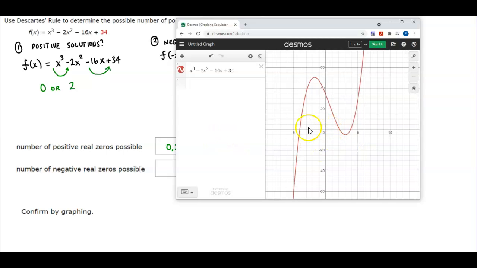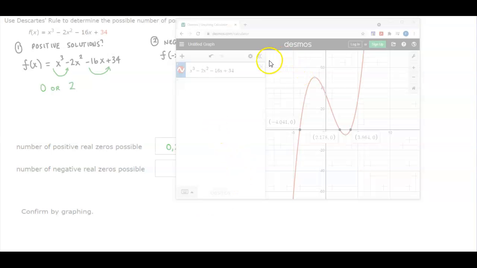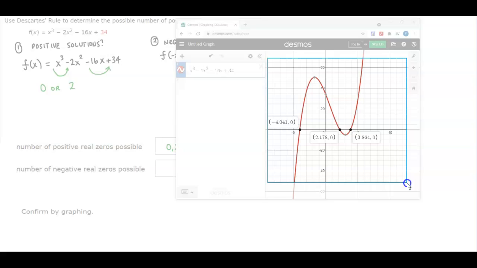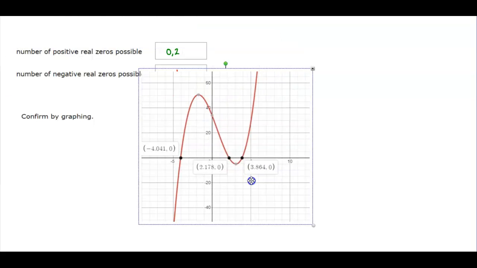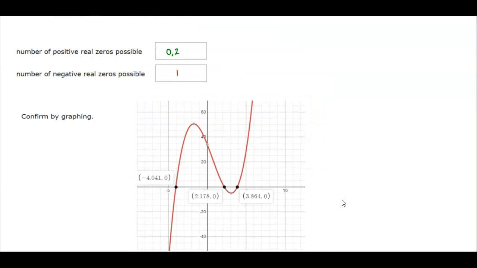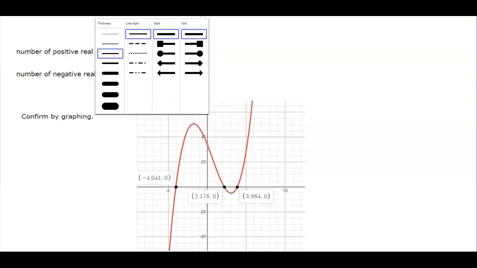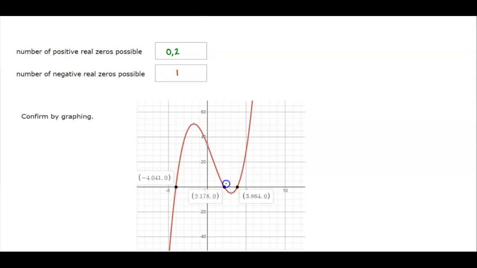So therefore we can see this a little bit better here. So there is a 0, there is a 0, and there is a 0. So let's go ahead and copy this graph. So this confirms it. If we take a look here, we have a positive 0 here. We have another positive 0 here, which gave us either 0 or 2. And then over here we have a negative 0.